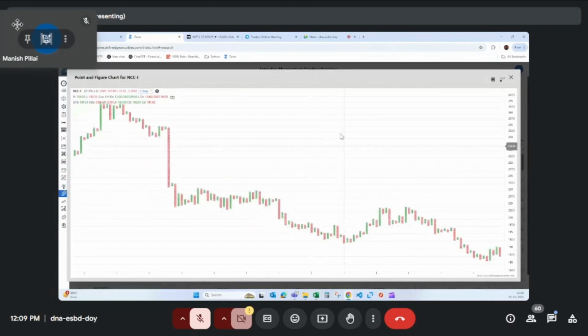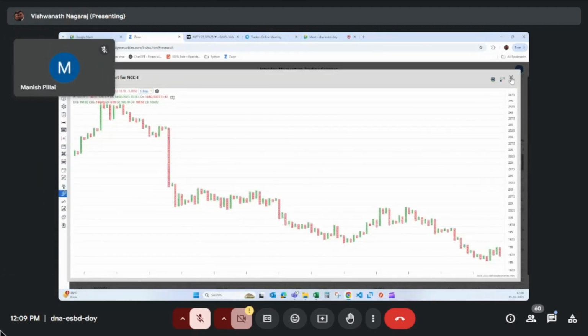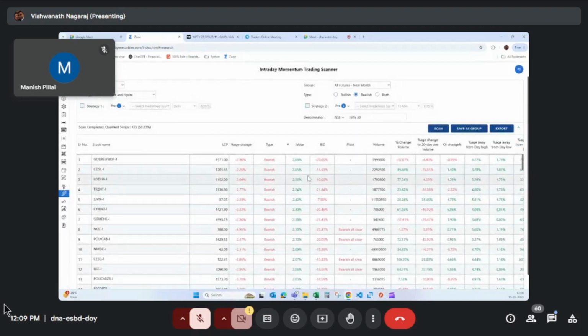0.15. So I can't add D pivot here. I'll need to open another thing to it. But yeah, these are ways that you can use.